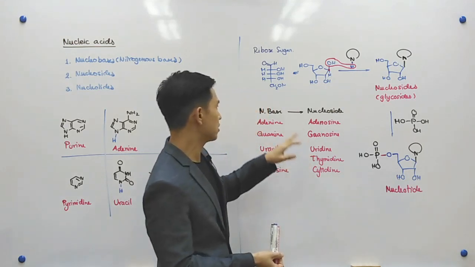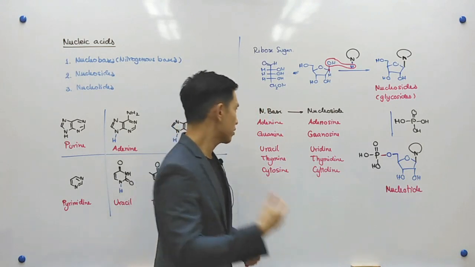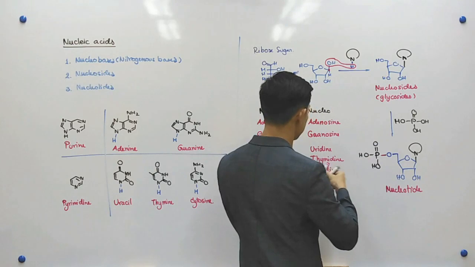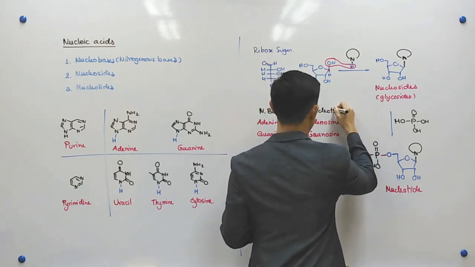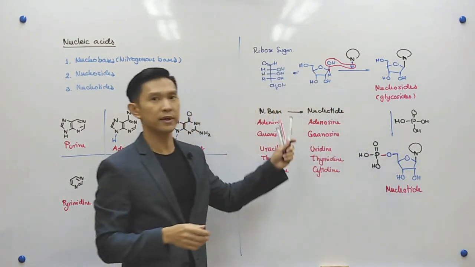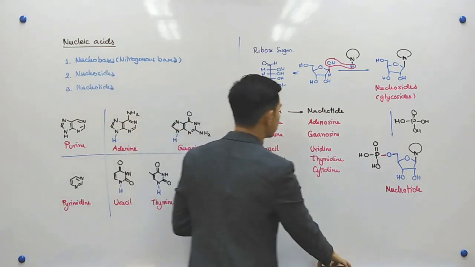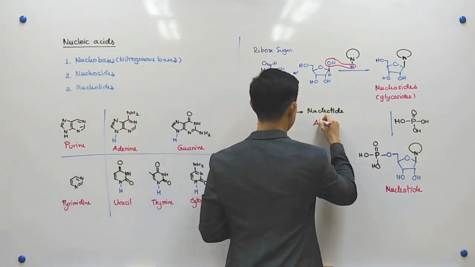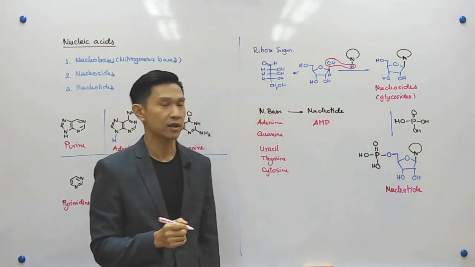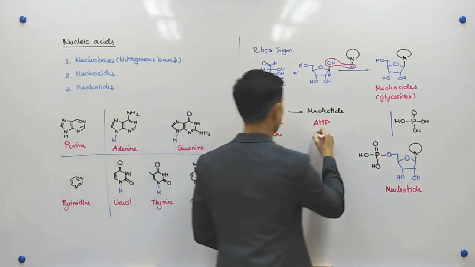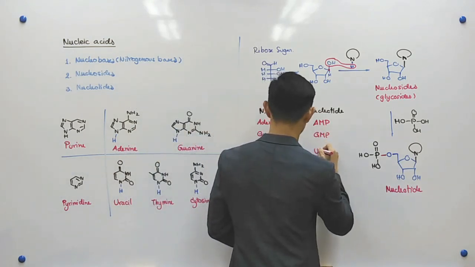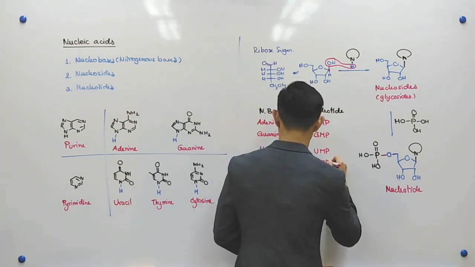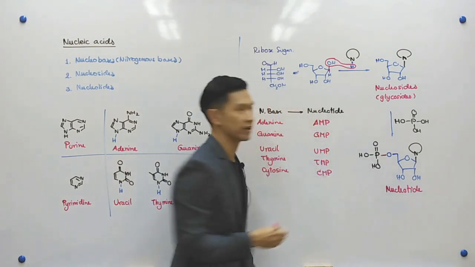So from this, you can also reduce the name. Here, from nucleoside, I change it to nucleotide. So it will be adenosine monophosphate, which is then abbreviated as AMP. So guanine will be guanosine monophosphate, uridine monophosphate, thymidine monophosphate, and then cytidine monophosphate.